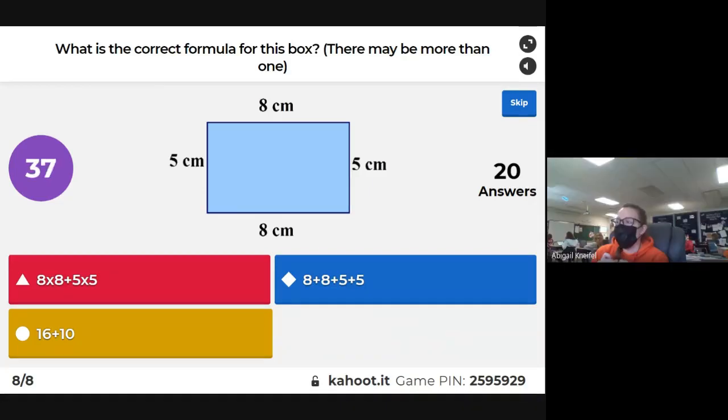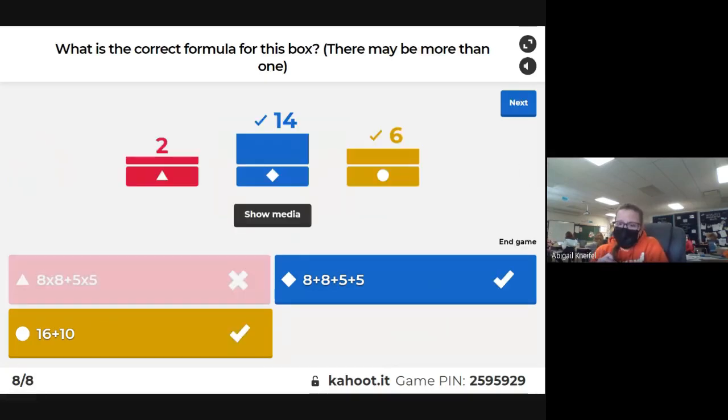Well, 2 of those would give you an answer for a perimeter. One of them would not give you an answer for perimeter. 2 of them would. Correct. 8 times 8 is 64 plus 5 times 5 is 25. That's over 100, which would give us nothing.